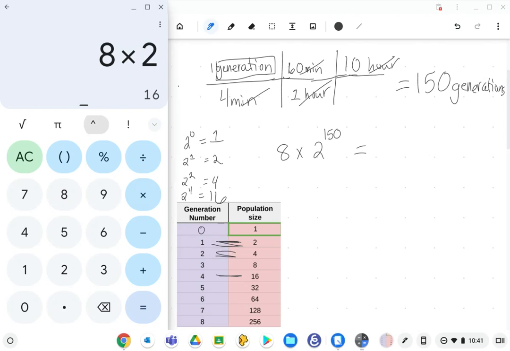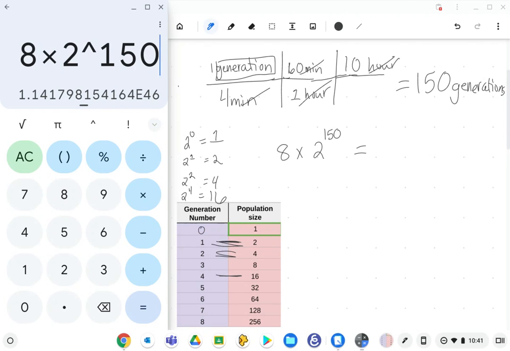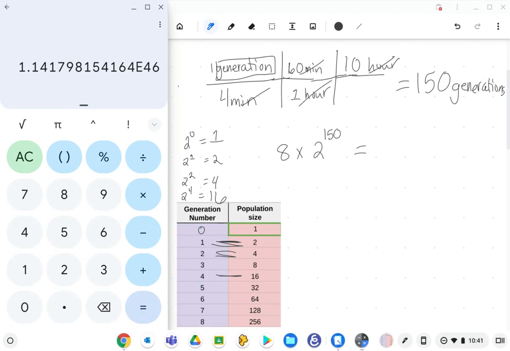So 8 times 2 to the 150th power gives us 1.14 times 10 to the 46th power, which means that we would move this decimal place here to the right 46 times, and we'd end up with a number with 44 zeros at the end of it. It's an absolutely massive number.